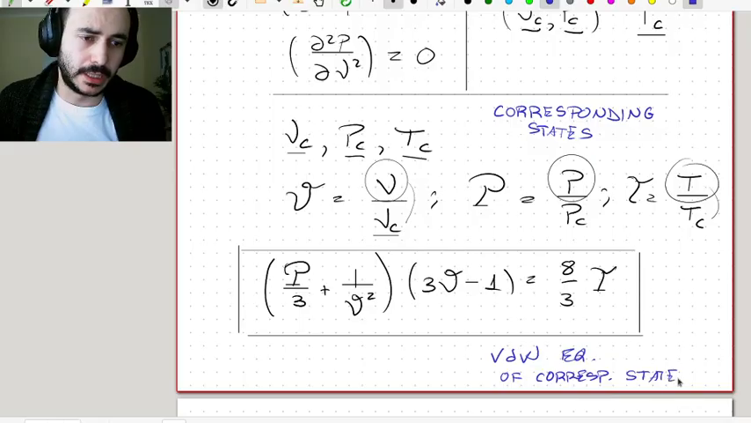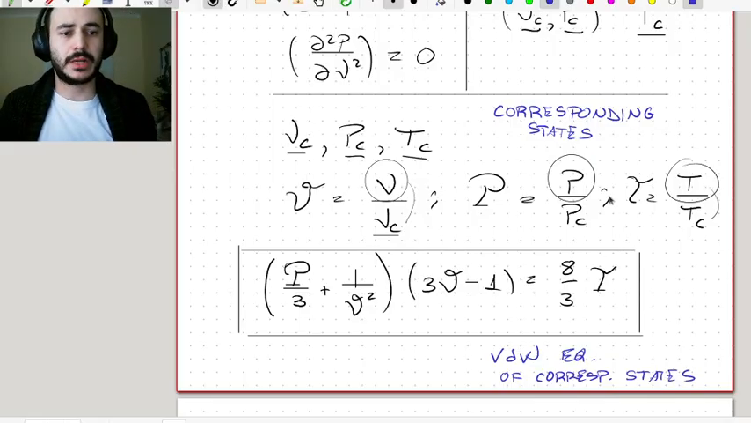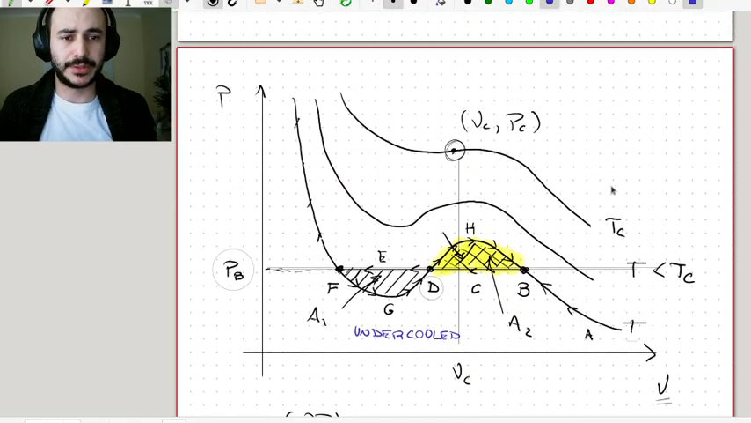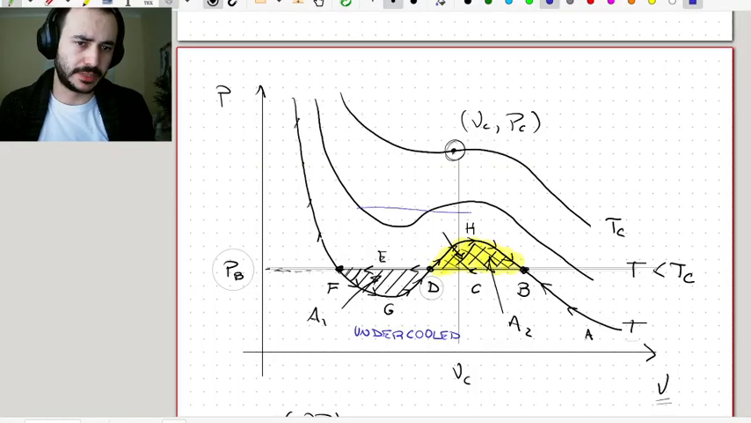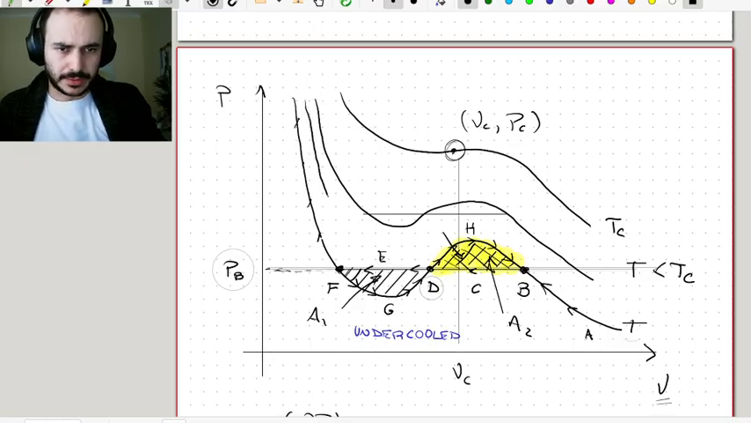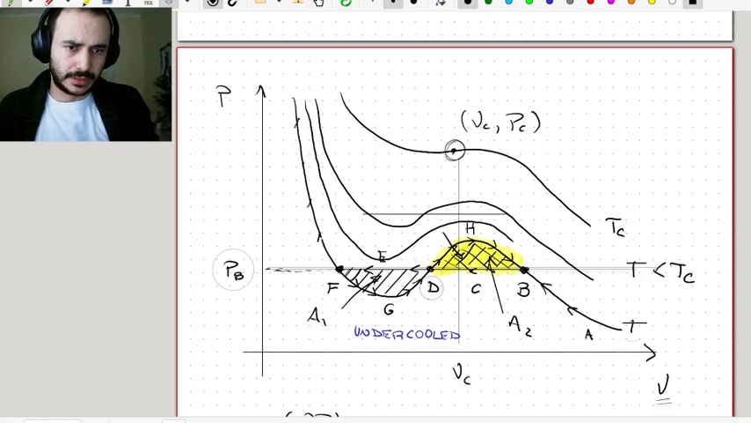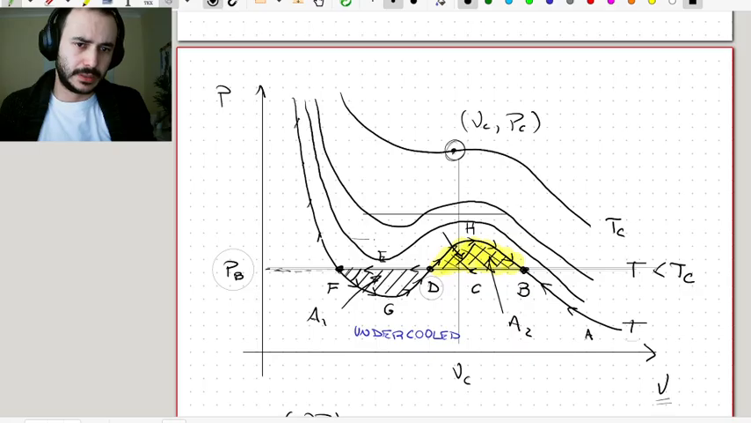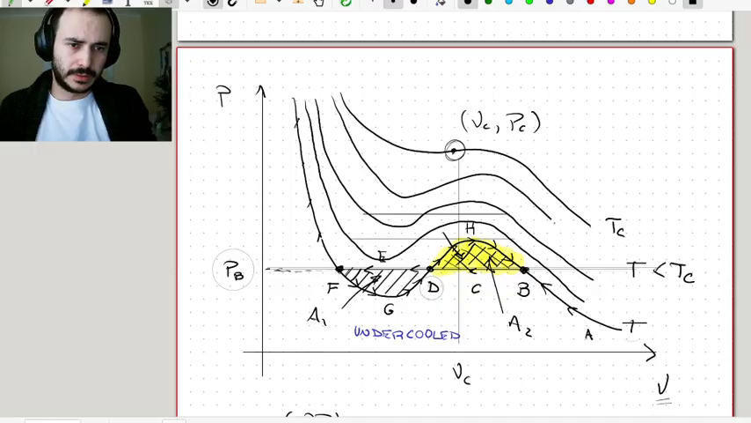Another remark, now that I have made more isotherms in this plot, is that I'm going to draw, roughly, the Maxwell line for these isotherms that I have included here. I'm going to make a few more isotherms just to make my point clearer. Something like that.